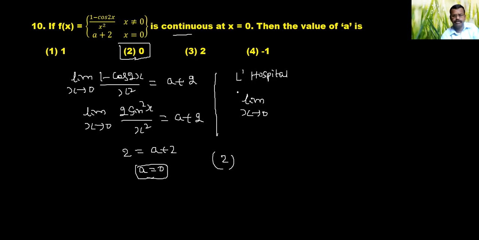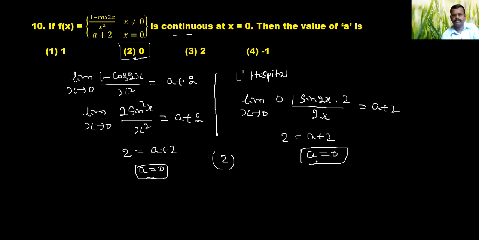Limit x tends to 0. Derivative of 1 is 0, minus derivative of cos is minus sin, therefore it becomes plus sign. So sin 2x into derivative of 2x, which is 2, divided by x square. Derivative of x square is 2x. So equal to a plus 2. When applying the limit x tends to 0, sin 2x by 2x is 1. So 1 into 2 is 2. So 2 equals a plus 2, a is 0. So this method also you can apply. But this is the easiest question, so directly you can apply the formula. If some tricky questions come, then you can go with this method.